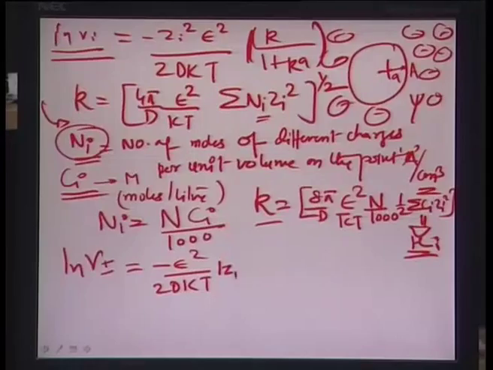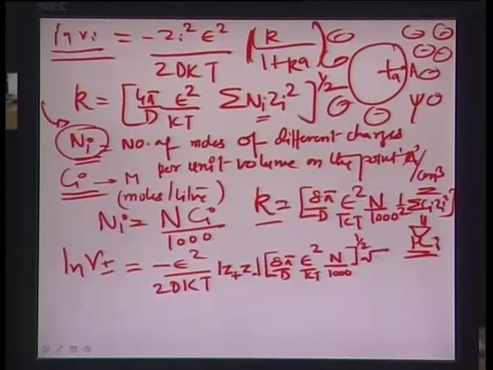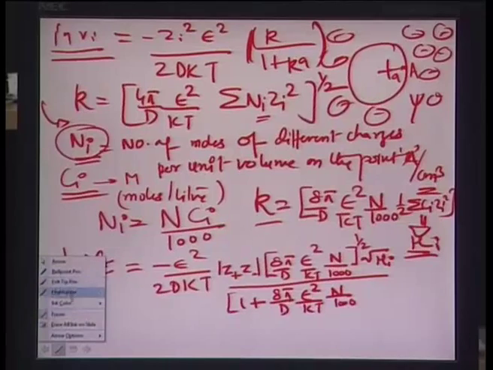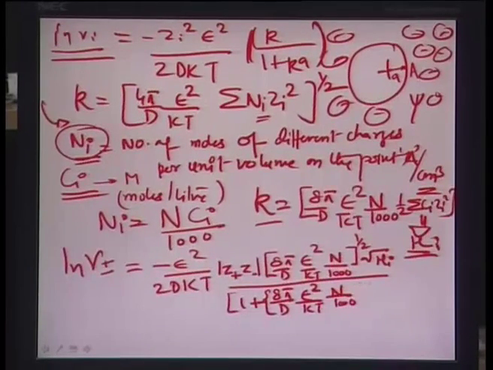So, this is |z+ z-| times of k, which is 8π/d, right, ε² by kT N/1000, times of, this is whole half of course, times of root of μI divided by 1 plus the value of k again being 8π/d ε² by kT N/1000, whole half, excuse me, should be second bracket, sorry, whole half times of root μI times of a, where a is the ion size parameter.